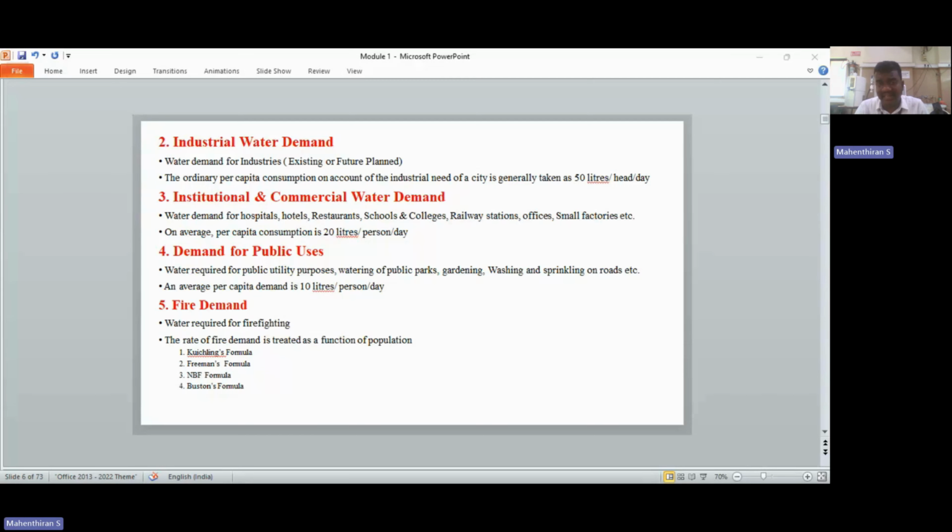There are several empirical formulas used to estimate the fire demand. Some commonly used ones include Quichling's formula, Freeman's formula, NBFU formula, and finally Buston's formula. Each of these formulas relates fire demand to population size and helps engineers estimate the required capacity for fire protection systems.